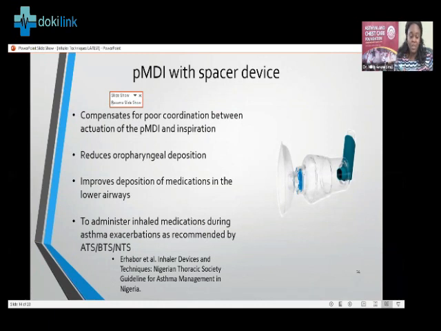According to the Nigerian Thoracic Society guideline for asthma management in Nigeria, which was shared by our own Professor Rabo, the spacer device has been recommended for administering of inhaled medications during severe asthma exacerbations.